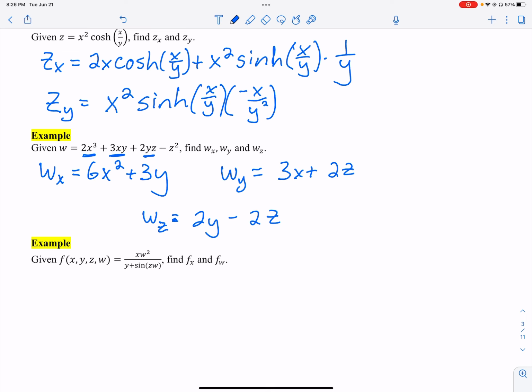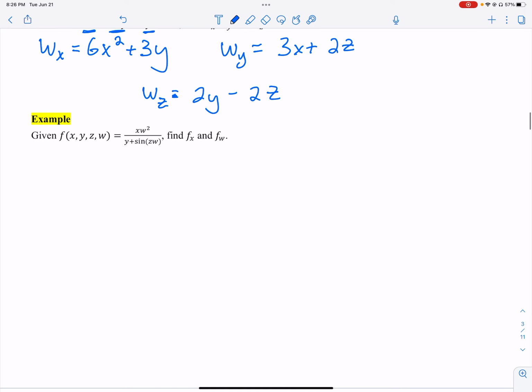What they mean in this case is, how does w change with respect to x? That would give us our slope at a point of the tangent line running in the direction of the x-axis, parallel with the xz plane.